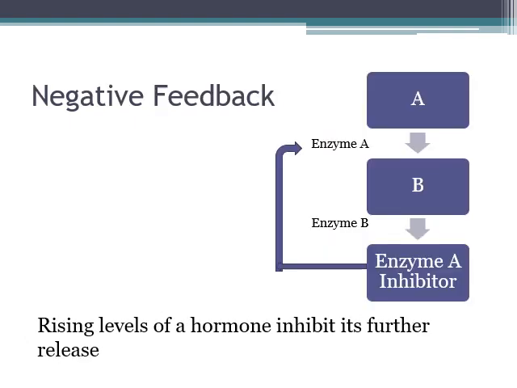So rising hormone levels, as a hormone increases in concentration, it's going to inhibit the production of that hormone. So here we've got A being broken down by enzyme A, B being broken down by enzyme B, and then B gets broken down into an enzyme A inhibitor, which goes back up and stops enzyme A from working, which means the rest of this decreases in concentration. So it's a negative feedback loop.